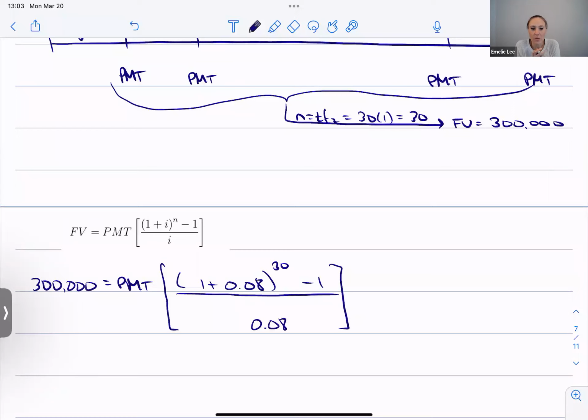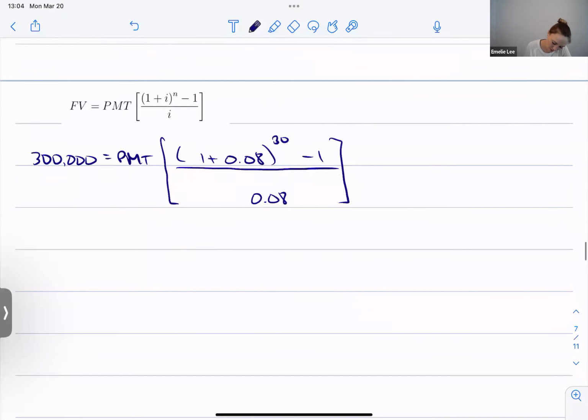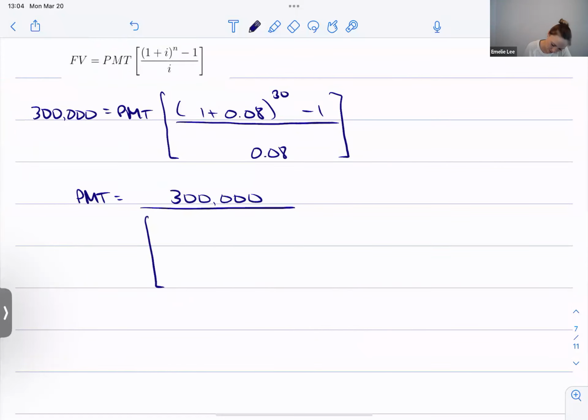So what you want to do if you want to solve for PMT right away is you can find that value, that 1 plus 0.08 to the power of 30 minus 1 divided by 0.08, and then divide that over to the left-hand side, right? Whether you want to solve for that value first or just solve for it here, it doesn't matter. We'll get to the same place in the end. So it's going to be 300,000 equals PMT times 1 plus 0.08 to the power of 30 minus 1 divided by 0.08.